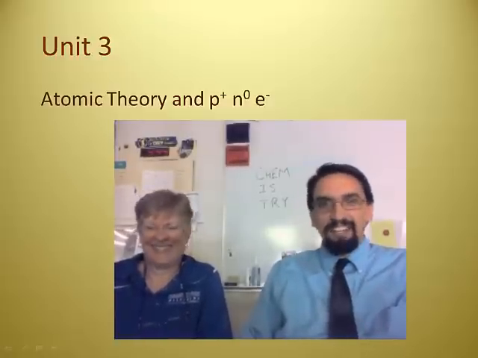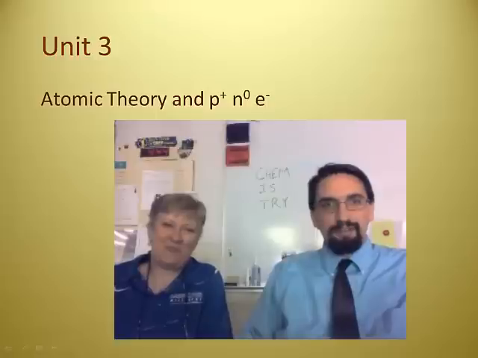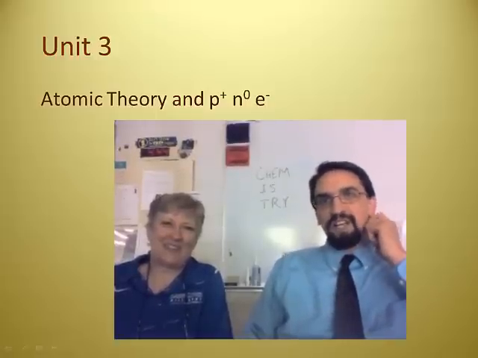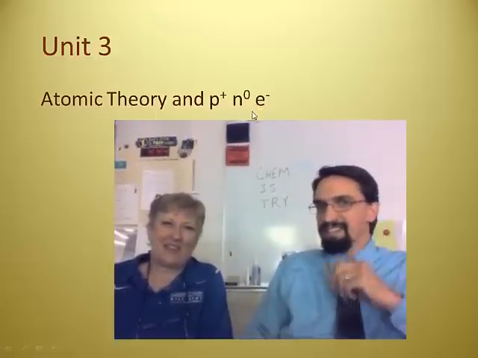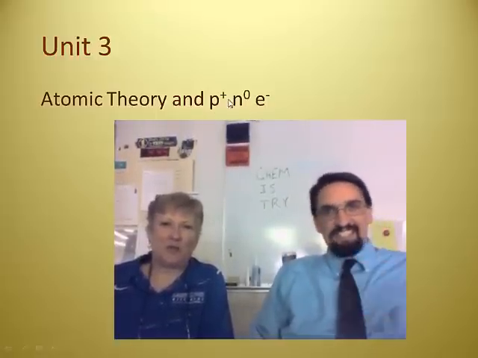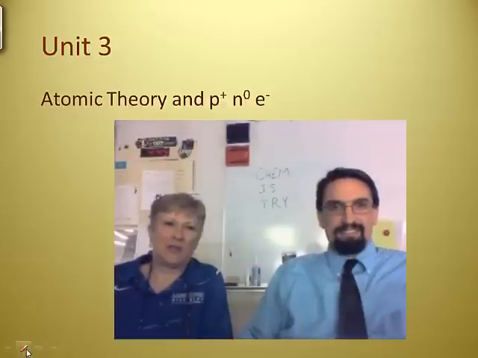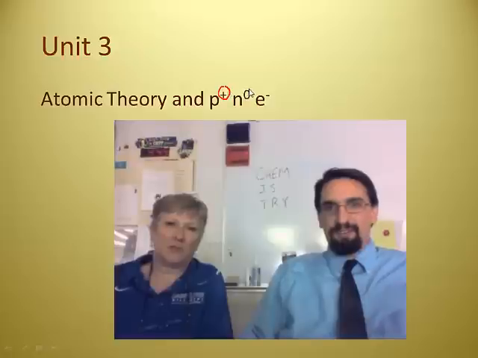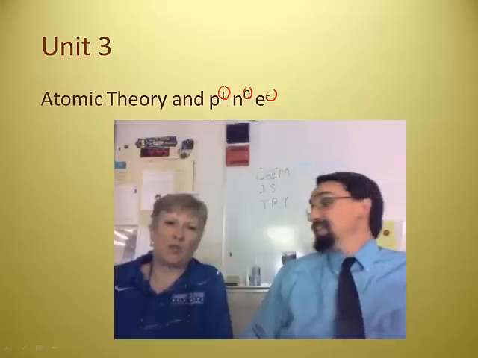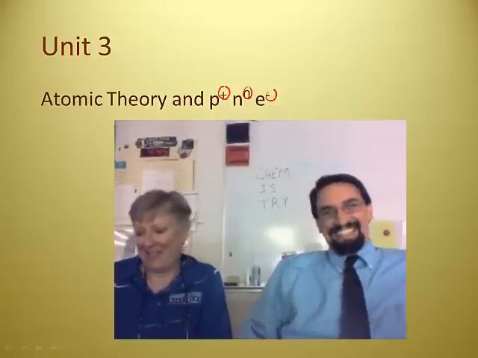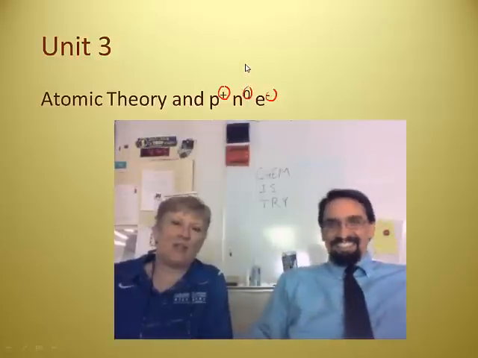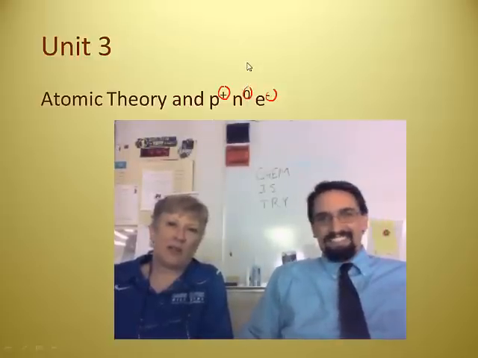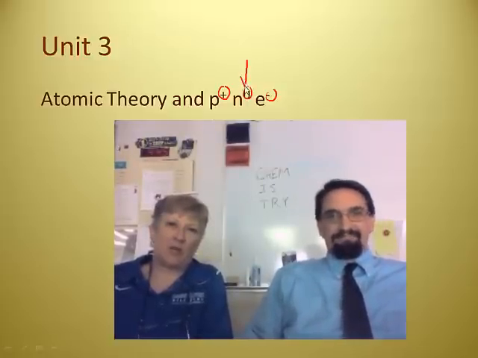All right, so Unit 3, Atomic Theory and Protons, Neutrons, and Electrons. Is that how we read that? What are the things in the upper right-hand corner? What does that mean? I get the symbol. See, this is a plus, and that's a 0, and that's a negative. So does that mean the protons are positively charged? I'm positive about that, actually.